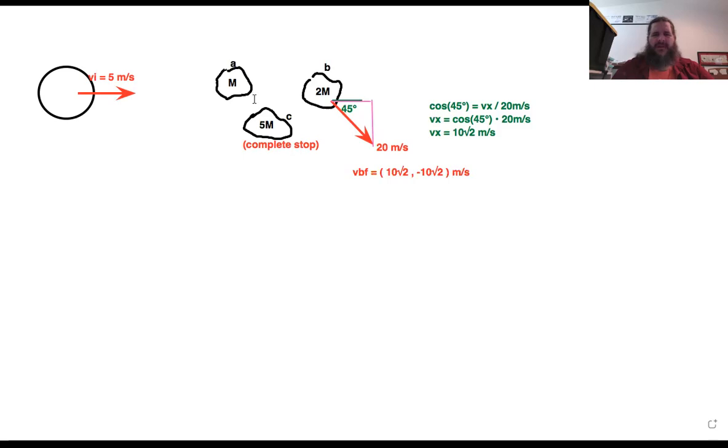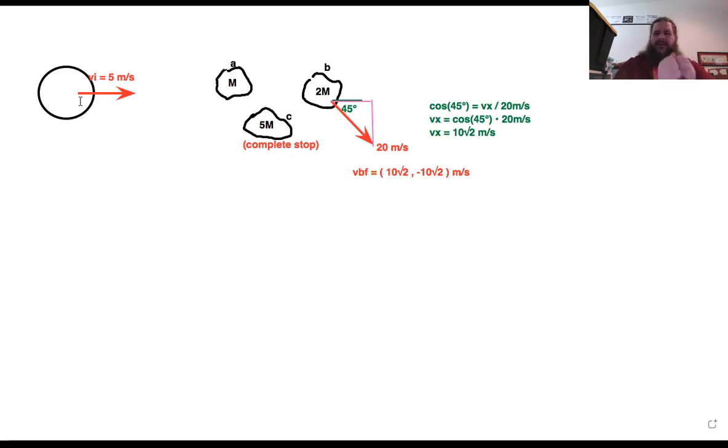If our ultimate goal here is to figure out the final velocity of object A, what would be some useful physics principles to apply here, or some useful mathematical models? Conservation of momentum. Yeah, we know that momentum is going to be conserved here because how do we know that? Why would we expect conservation of momentum during this process? There's no outside forces acting on the object.